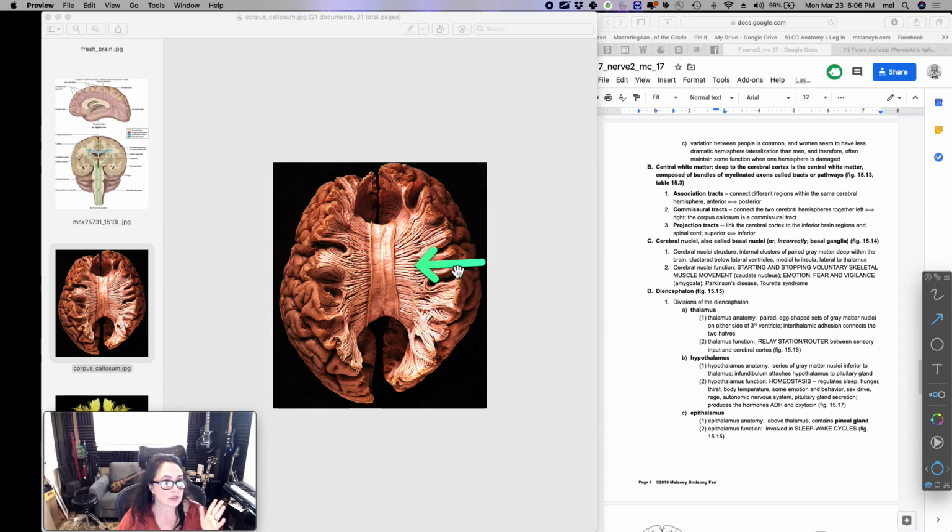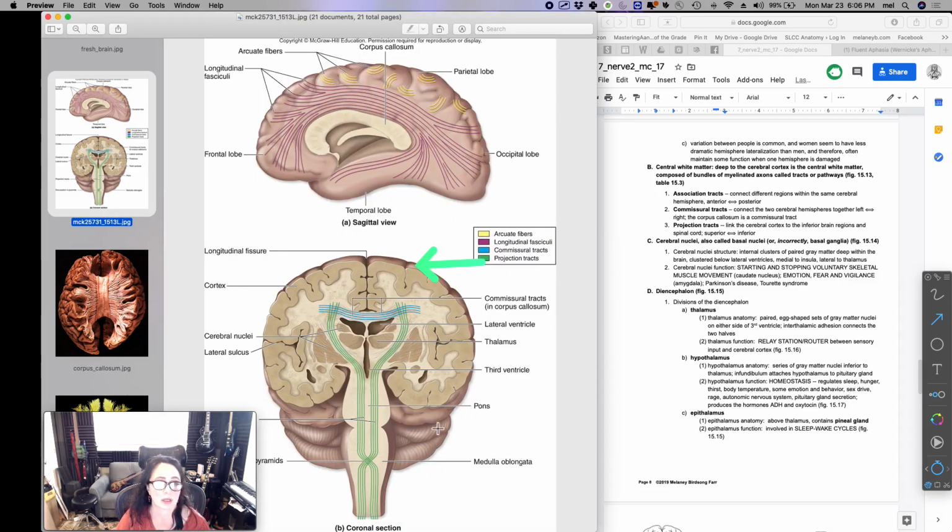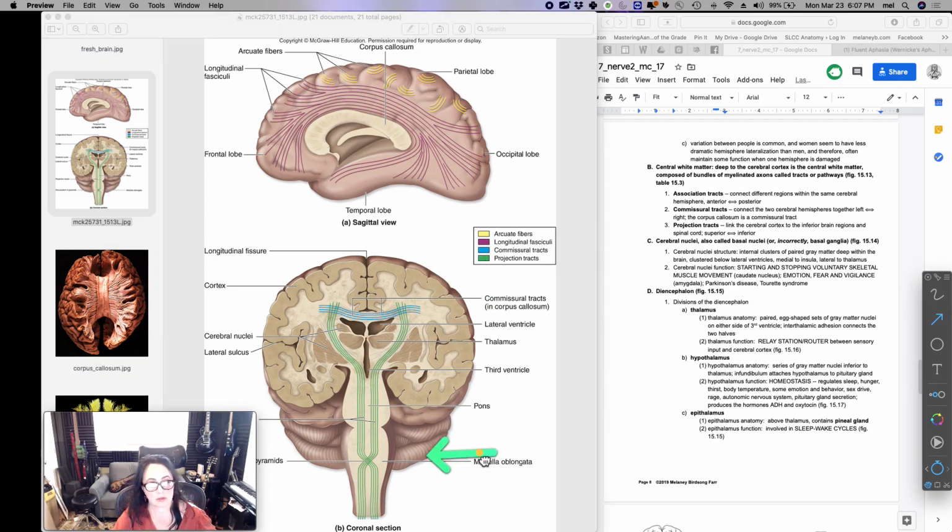Okay, now let's do some other types of tracts. 2 more. These tracts right here, do you see them? They're going top to bottom, bottom to top. These guys right here are called projection tracts. And projection tracts would, for instance, carry information up from the spinal cord to the cerebral cortex. So up from the spinal cord to the cerebral cortex.